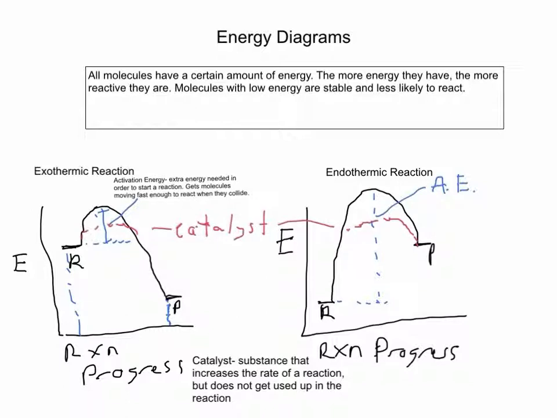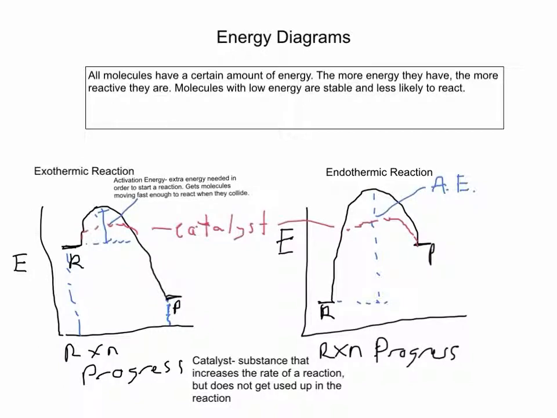And again, a catalyst is just a substance that increases the rate of a reaction. It speeds the reaction up, but it does not get used up. If it did get used up, we would call it a reactant. But a catalyst speeds up the reaction by lowering the activation energy, so it requires less energy in order to go from reactants to products in both the exothermic and endothermic reactions.